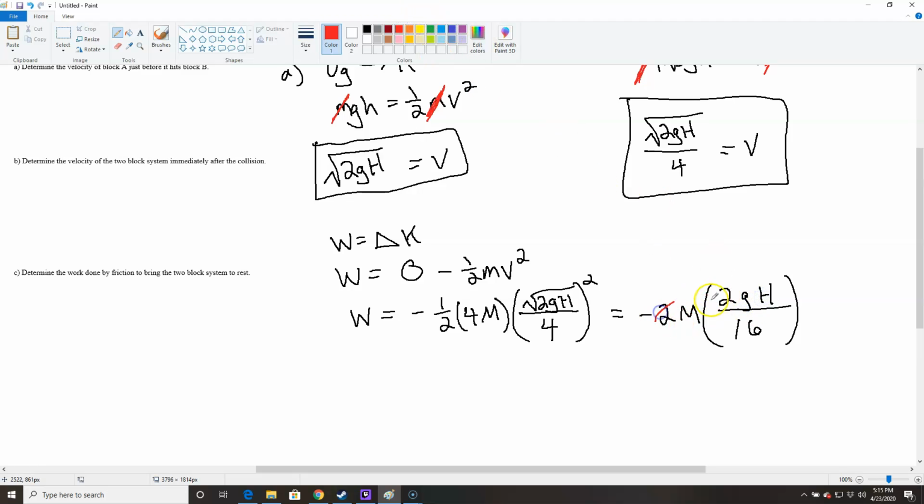Simplify a little bit more. This 2 and 2 can reduce this to a 4. And the work done is negative because it took the energy away. Capital M, g, capital H over 4. Victory.